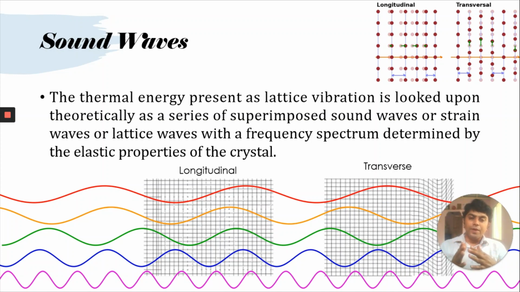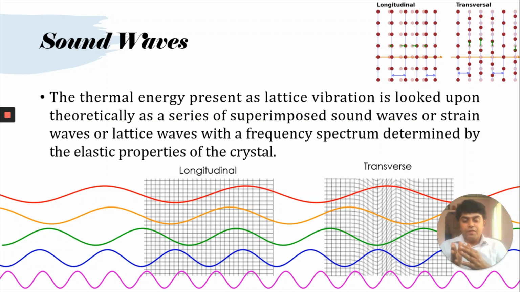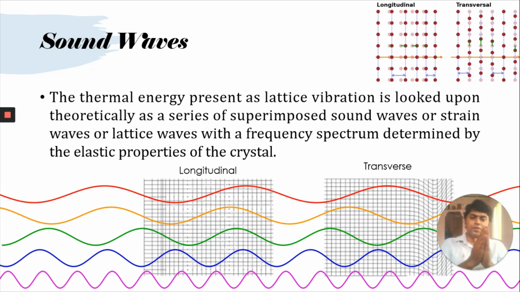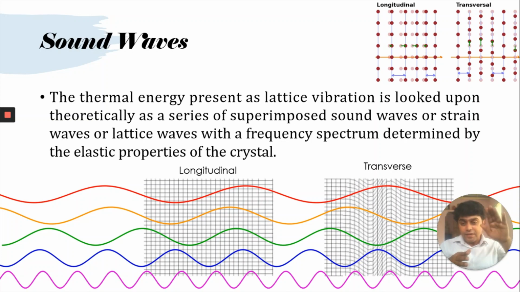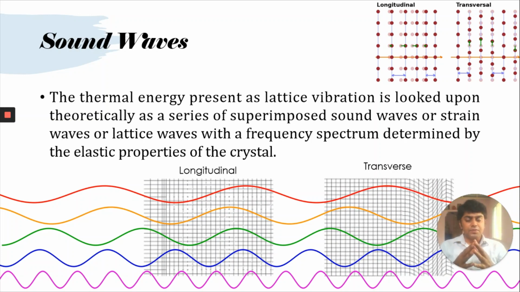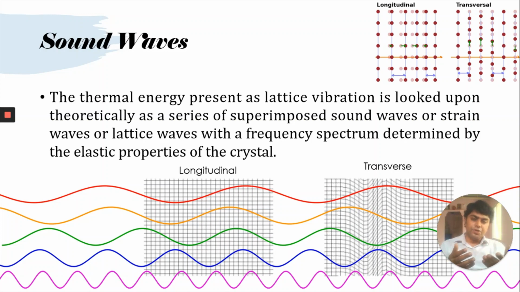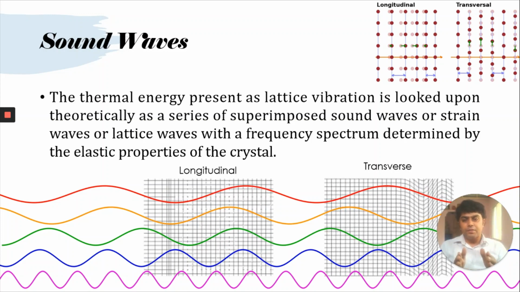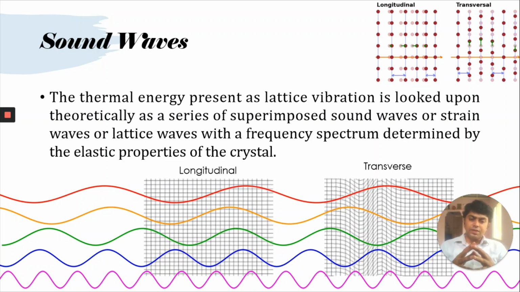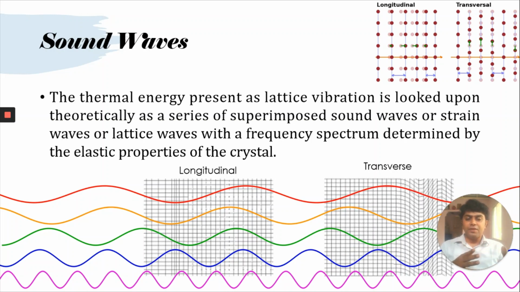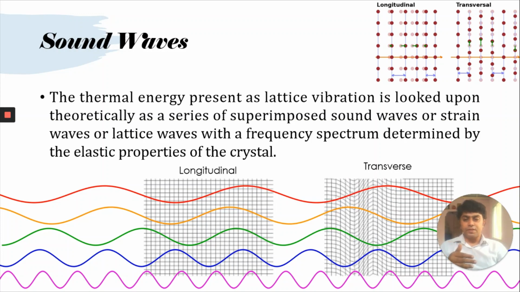Longitudinal is the vibration of atoms along the direction of propagation of the wave. Vibration of atoms perpendicular to the propagation of the wave is nothing but transverse. So if the vibration is parallel to the propagation of the wave, it is longitudinal. If it is perpendicular, it is transverse. You can also see in the presentation, the color denotes the wavelength, different wavelengths, and you can see how many crests and troughs make these different wavelengths.